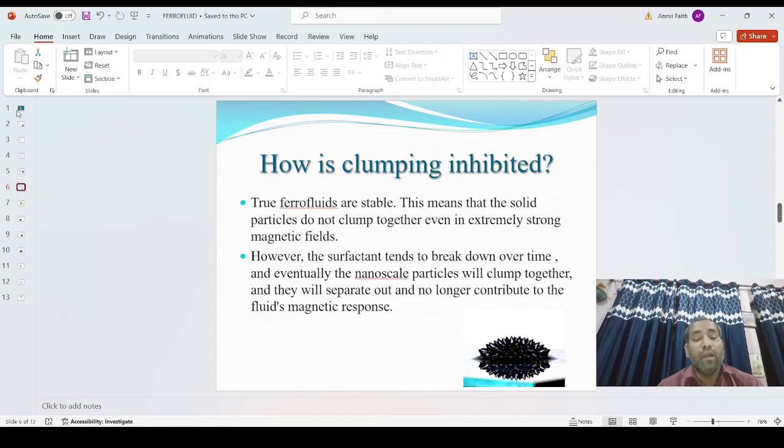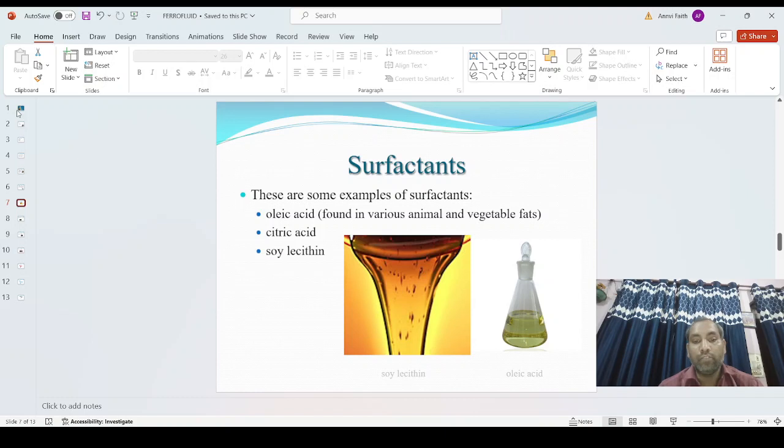However, the surfactant tends to break down over time. Eventually, the nano-sized particles will clump together and separate out, and no longer contribute to the fluid's magnetic response. The surfactants are basically utilized in ferrofluids to coat the magnetic particles so that they keep away from each other. Some examples of surfactants are oleic acid, citric acid, and soy lecithin. So they are used to coat the magnetic particles.